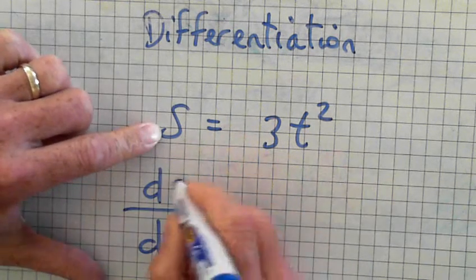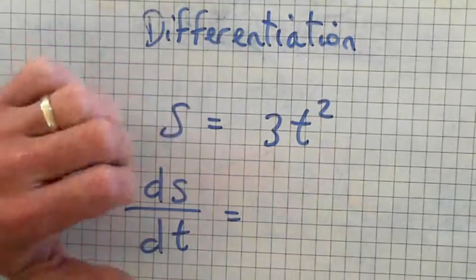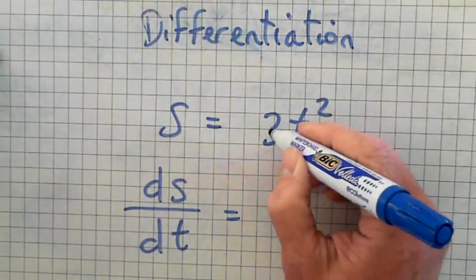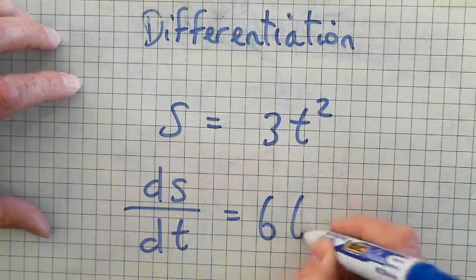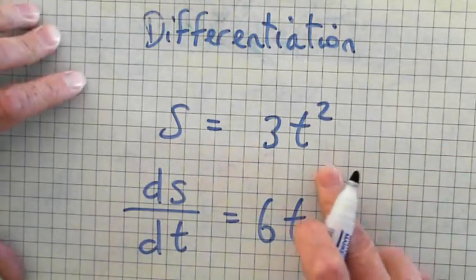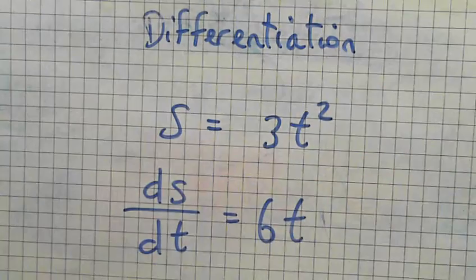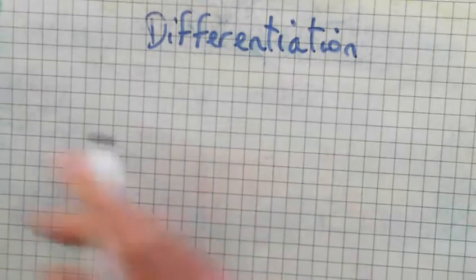Now, s is the first letter, goes on top, t is the second letter, goes on the bottom. Multiply 2 times the 3, this is one of the sums. 2 times 3 is 6, t, subtract 1 from that, or you can just write it like that, 6t. Picking the sums from the book.